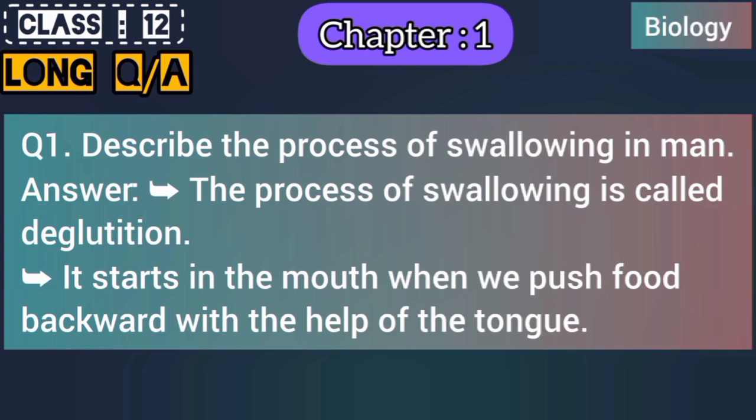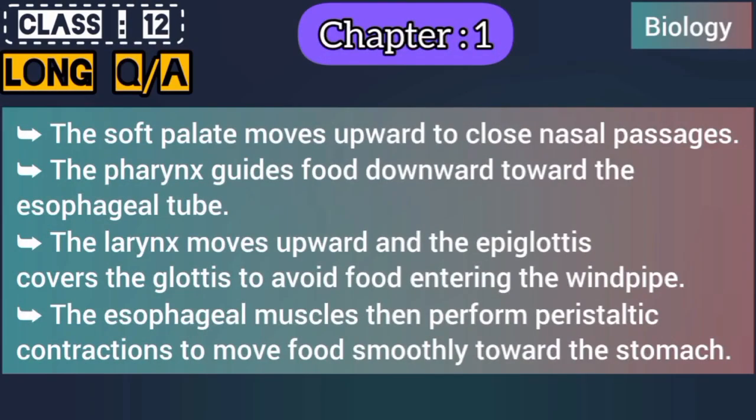Q8. Describe the process of swallowing in man. Answer. The process of swallowing is called deglutition. It starts in the mouth when we push food backward with the help of the tongue. The soft palate moves upward to close nasal passages. The pharynx guides food downward toward the esophageal tube.